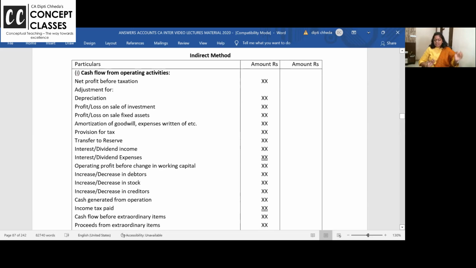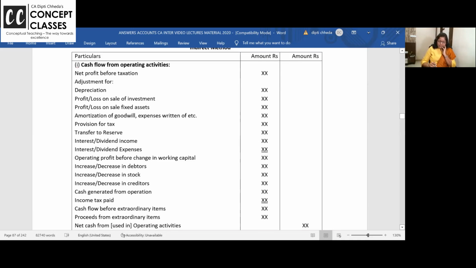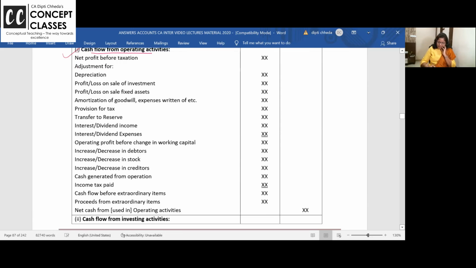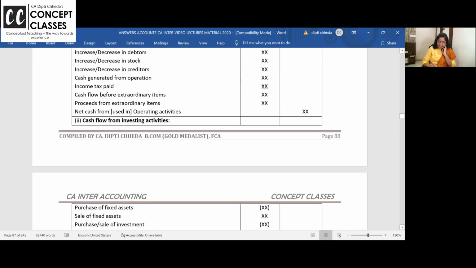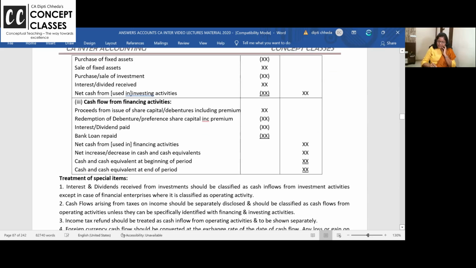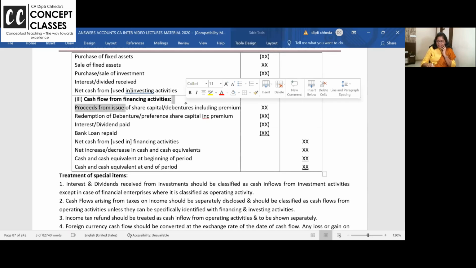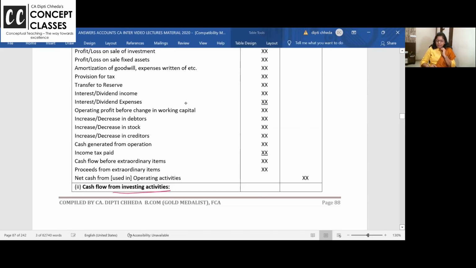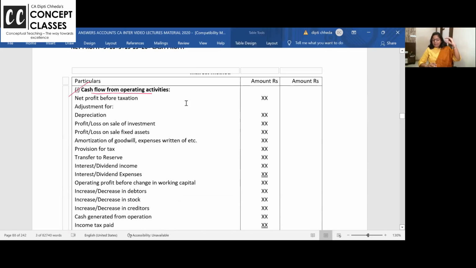Look, this is the format of your indirect method. Cash flow statement starts with operating activity. Then you have investing activity, and then you have the financing activity. Are you all seeing? So in exam also, one full page you take particulars, amount, and do it.